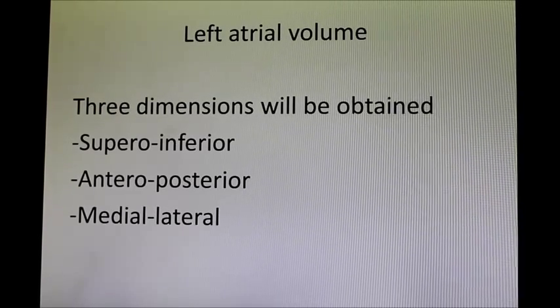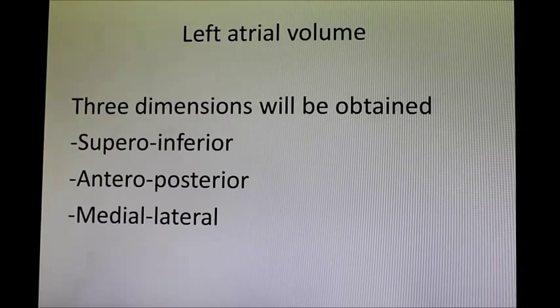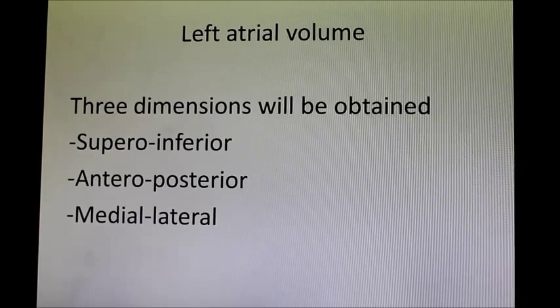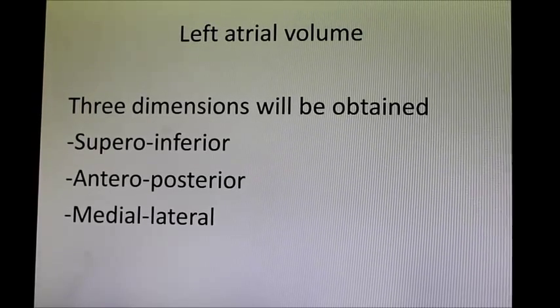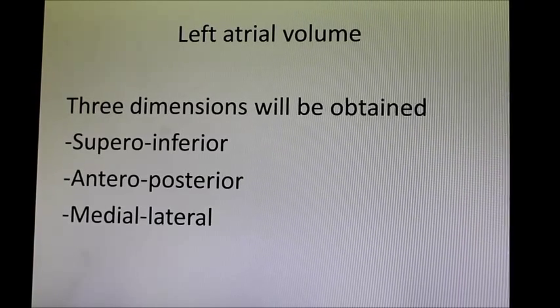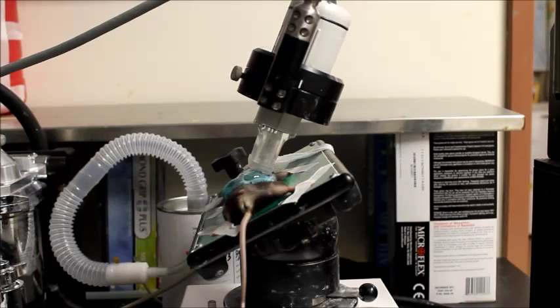Left atrial volume will be assessed obtaining three dimensions: the superior inferior, the anterior posterior, and the medial lateral. The mouse is placed in a supine position and the table is tilted 45 degrees towards the right side. The probe should be positioned at a 15 to 30 degree angle with respect to the table.